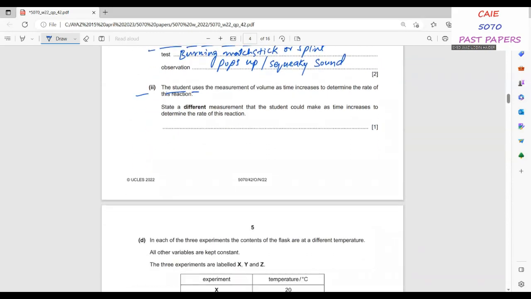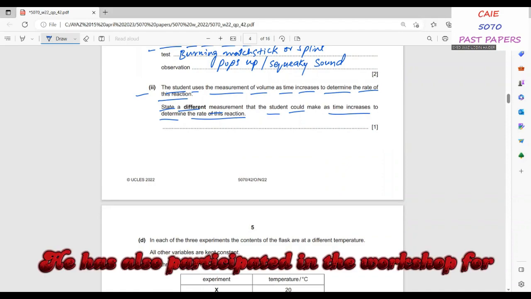Number two, student uses the measurement of volume as time increases to determine the rate of this reaction. State a different measurement that the student could make as time increases to determine the rate of reaction. The mass of the flask contents, it will decrease or change. So you can have mass of flask.